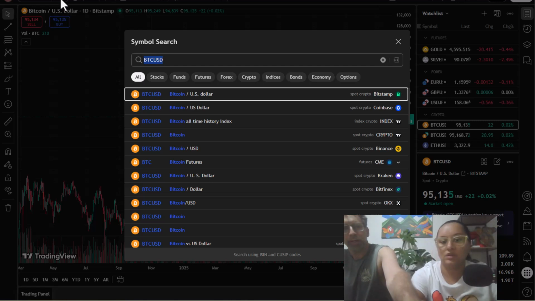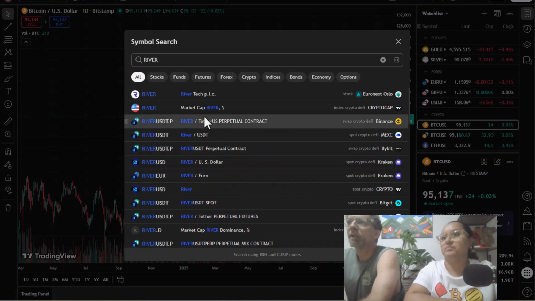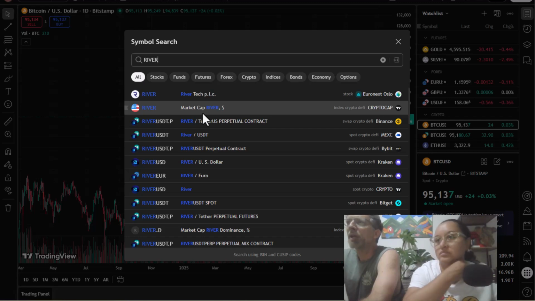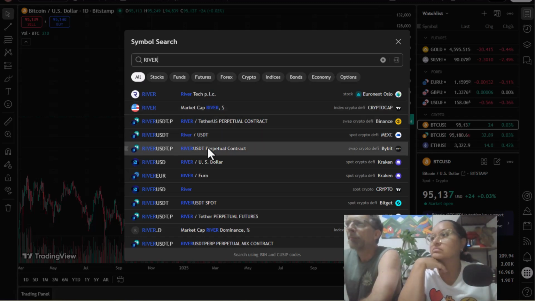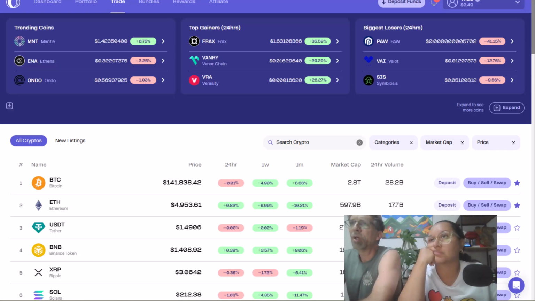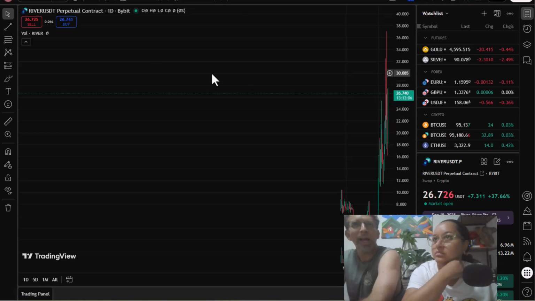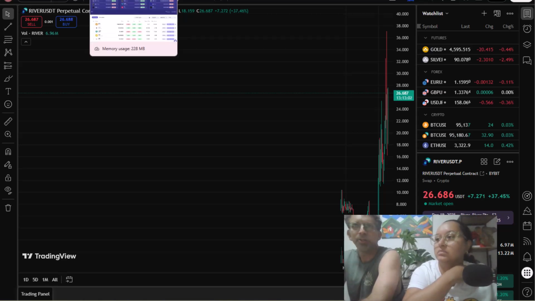can I type here? Yeah, Aspen. River. Oh, River. Like if you go to River, let's say perpetual contract, this will have River. But if I go to CoinStash, I don't know if it will have River. So sometimes I have found great coins on TradingView, but then when I go to actually trade them using my own exchange, they're not there.